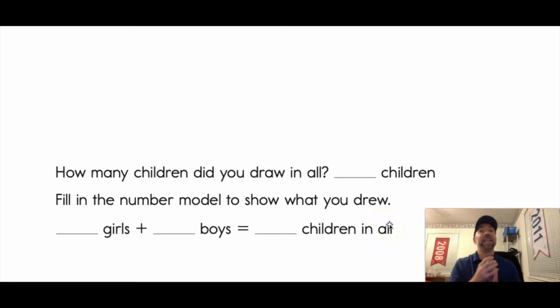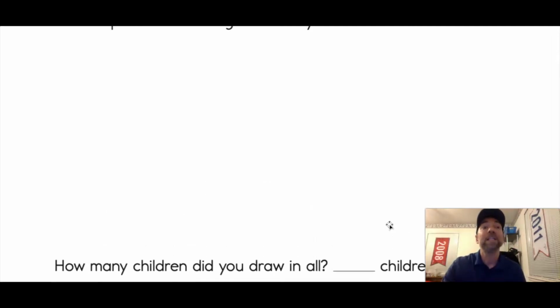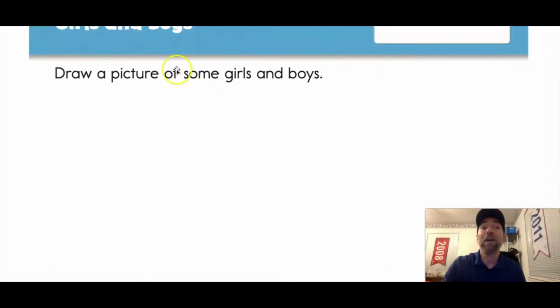So, here's your job. Hit the pause button. Go ahead and draw a picture of some girls and boys. Finish the bottom of page 27, and when you are done all of that, press play so that the video will continue. All right, first grade, go ahead and hit that pause button as we draw some girls and boys.